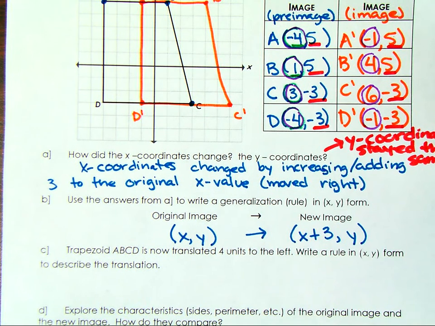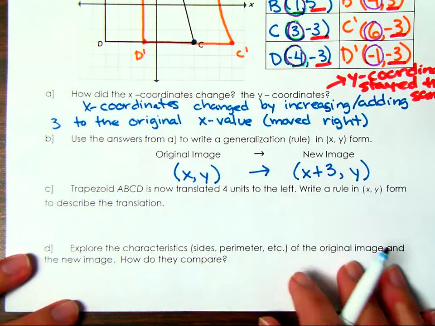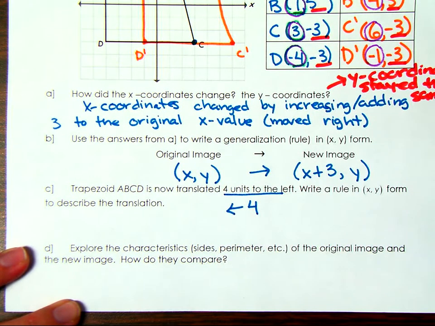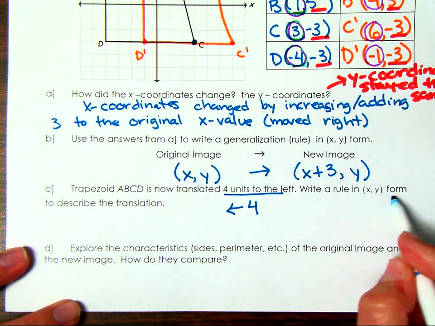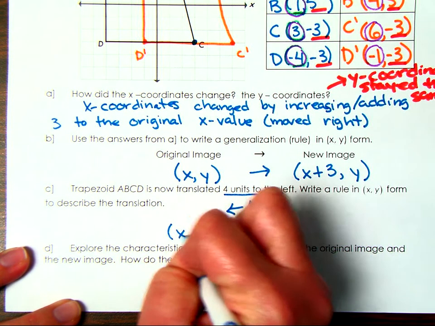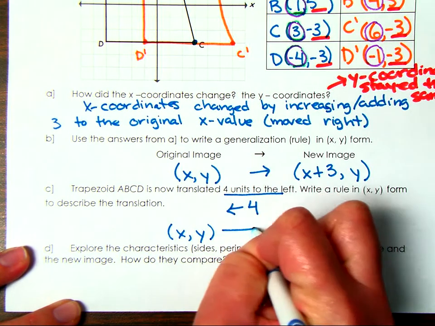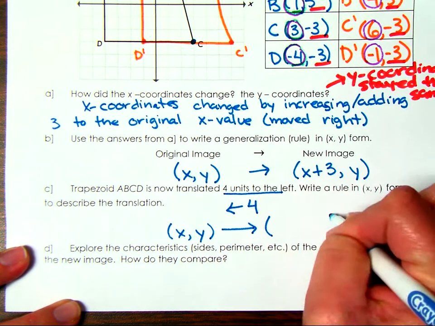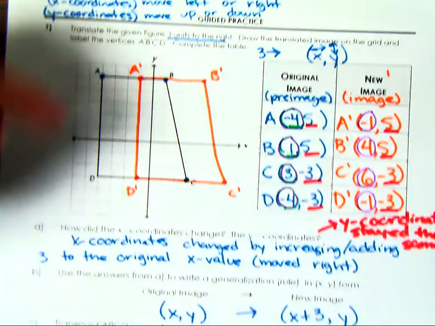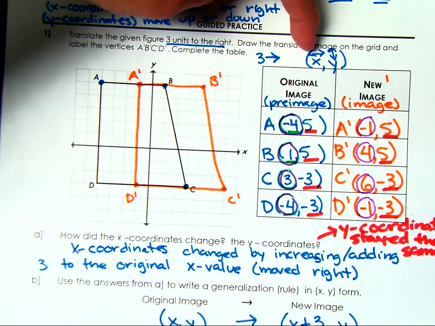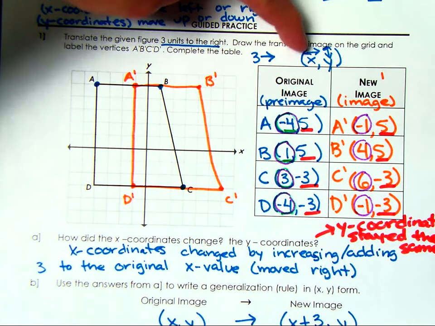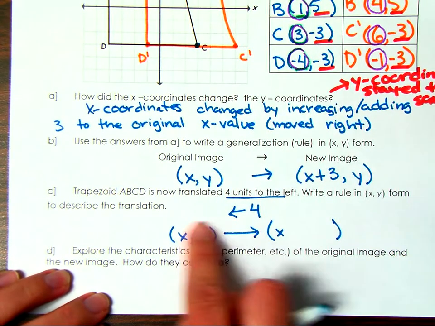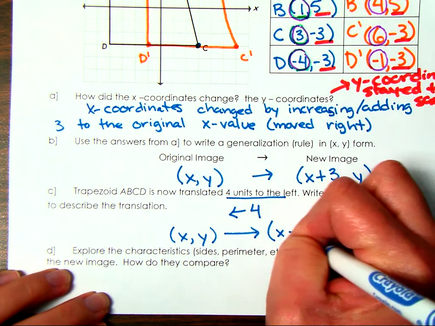Okay? Now, trapezoid ABC is translated 4 units to the left. Write a rule in (x, y) form to describe the translation. You're always going to start your rule with (x, y), and then your arrow says that you're translating or moving to this new image. If you're moving 4 to the left, is that affecting your Y or your X? Left and right is always X. So we would take our original X and move 4 back, so we subtract 4.